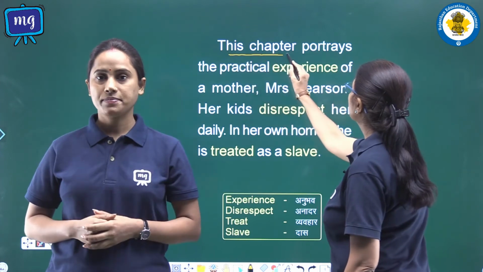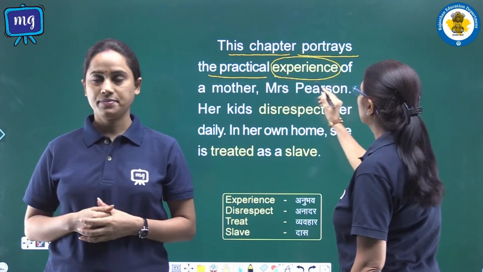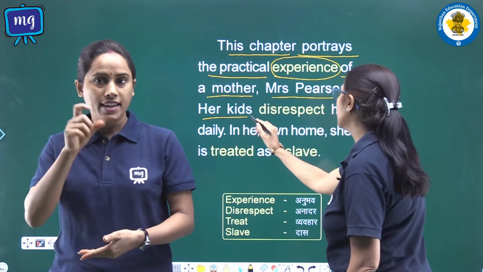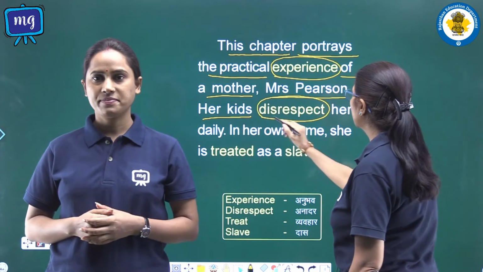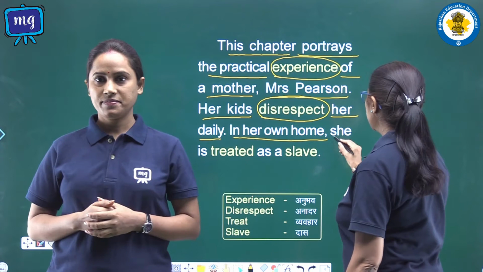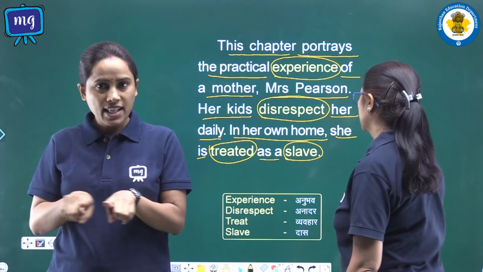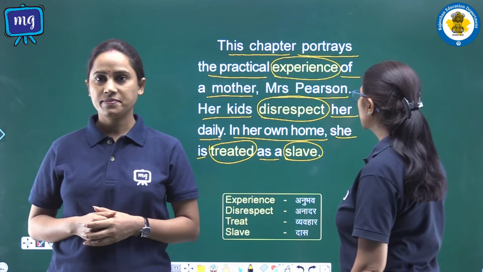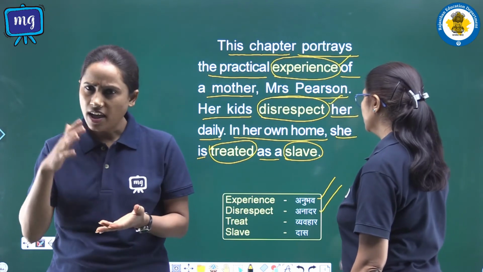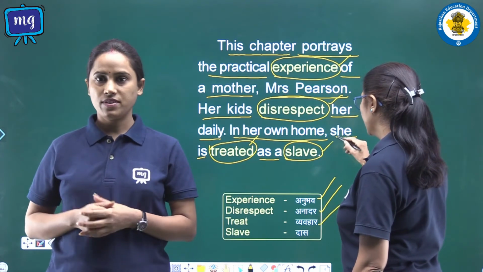This chapter portrays the practical experience of a mother, Mrs. Pearson. Her kids disrespect her daily. In her own home, she is treated as a slave. Word meaning: experience, anubhav, disrespect, another, treat, vyavhar, slave, das.